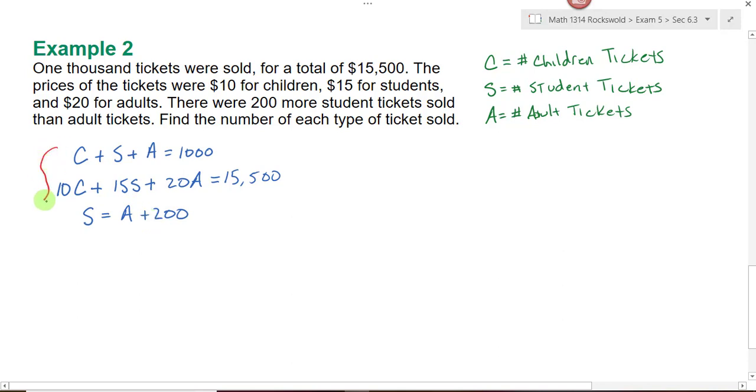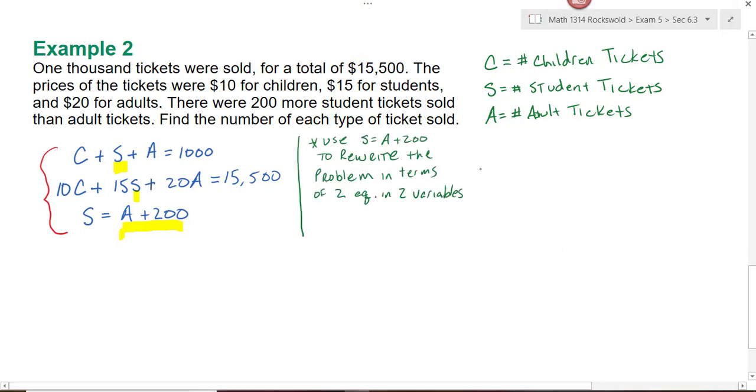This would represent the system of equations that I want to use to solve to find each type of ticket that's sold. Because I have S by itself right here, I figure I can plug this in place of S in these 2 equations and have 2 equations in terms of 2 variables. So that's what we're going to do. So we're going to use this to rewrite this system of equations in terms of 2 equations with 2 variables. And that's going to look like this.